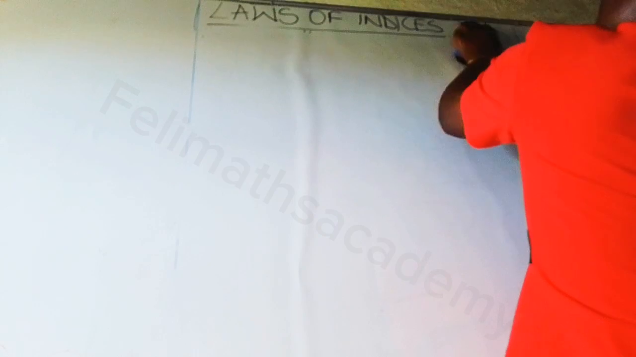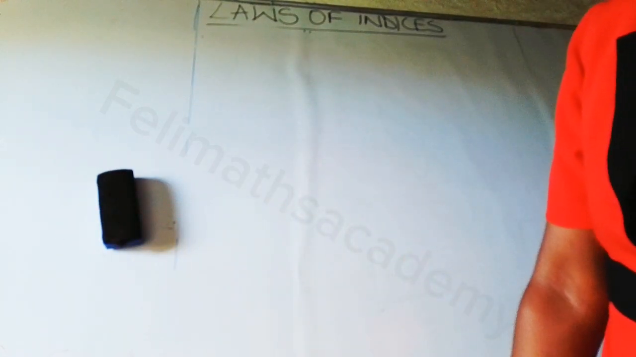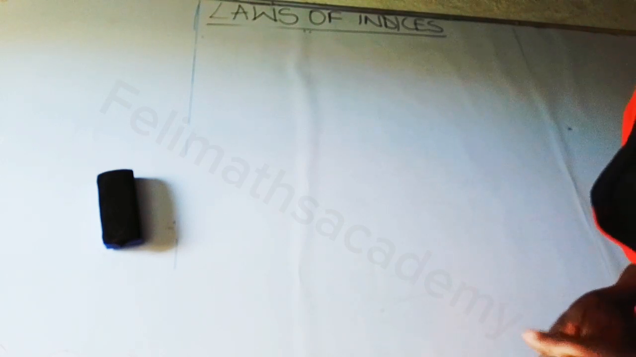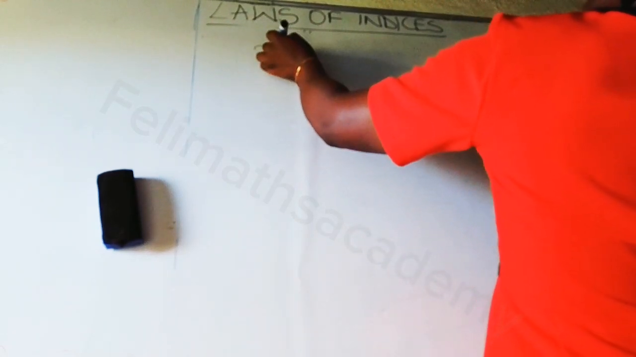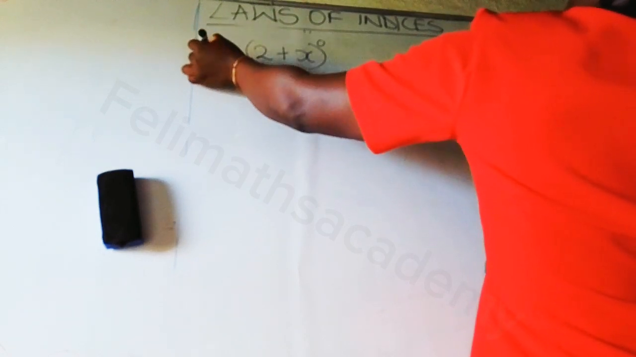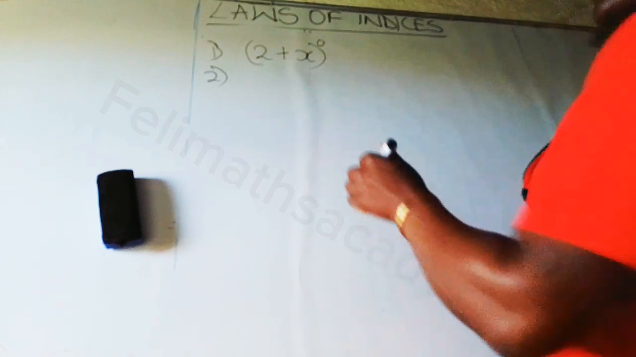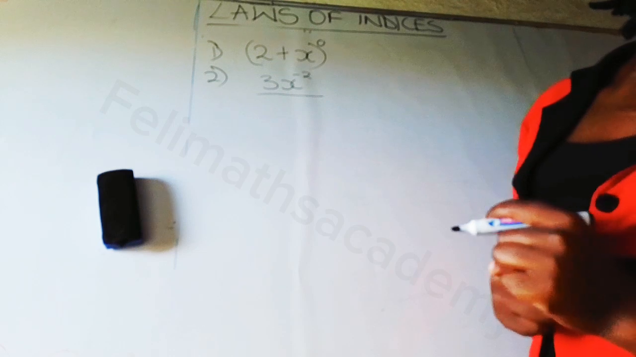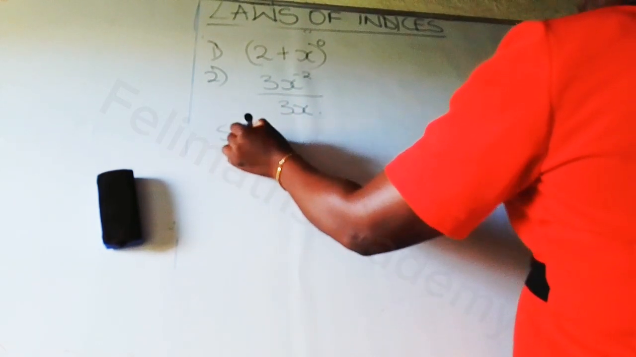Moving on to some other question. We have November 2017, question 3, paper 1. Simplify 2 plus x to the power of 0. This is the first question. The second question: 3x to the power negative 2 all over 3x. Right, our solution.